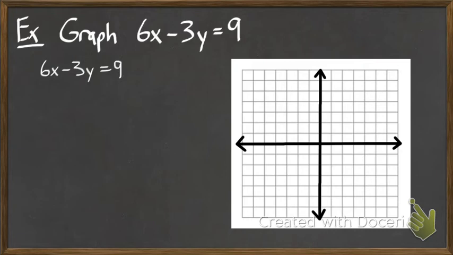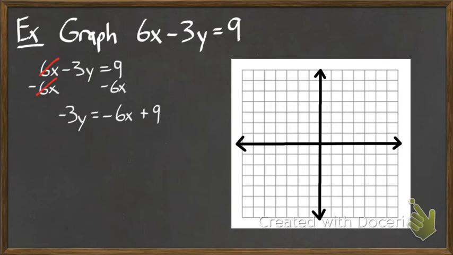Now I want to isolate my y term, so I want to subtract 6x from both sides. So on the left side, 6x minus 6x is 0, it just goes away. So then we're left with negative 3y equals negative 6x plus 9. So remember how I said before, write your x term first and then add your constant afterwards, because we want this to look like our linear equation in slope-intercept form.